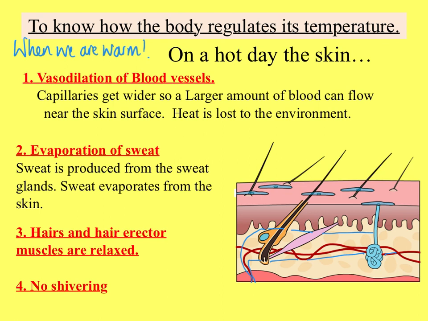We also have evaporation of sweat. So here's our sweat gland, and as you can see we have sweat on the surface of our skin. So we have vasodilation when we're hot, and sweat glands produce sweat. The hair erector muscle is relaxed, so the hairs are lying flat against the surface of our skin, and therefore we can lose heat easily from our blood vessels. And then we don't shiver.